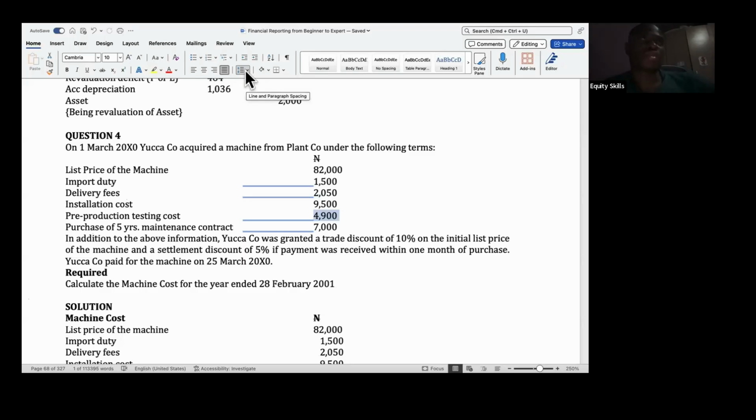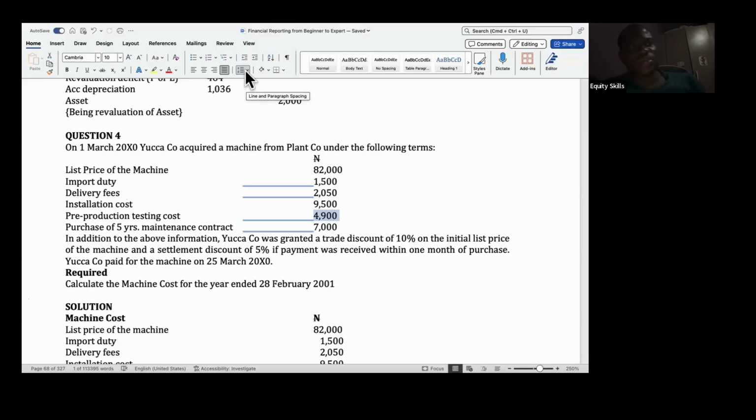You're correct, and for two reasons. Number one, it's specifically stated in the standard that pre-production testing cost is a directly attributable cost. That's why they call it pre-production, meaning the standard explained this as the cost you need to incur to test an asset before you start using it. So if you incur cost before you start using an asset to test whether it's working properly, you capitalize it, right?